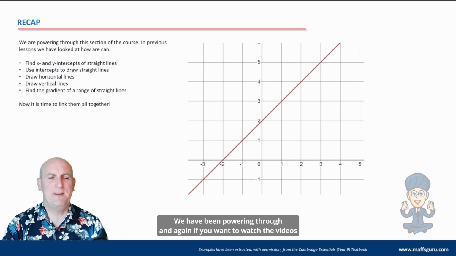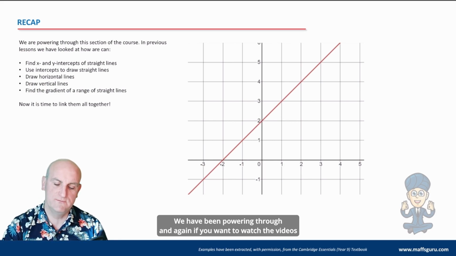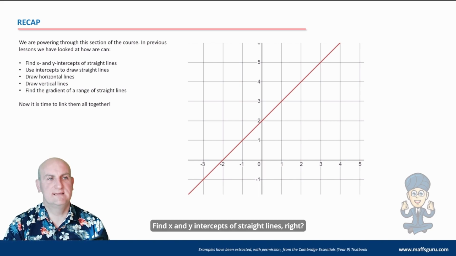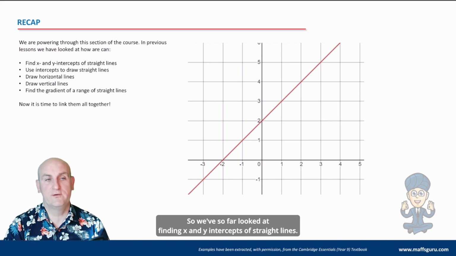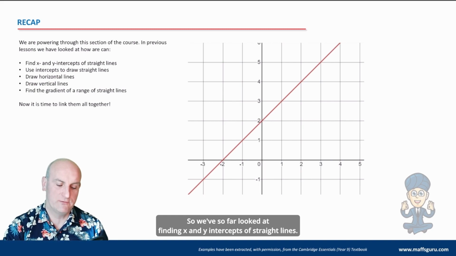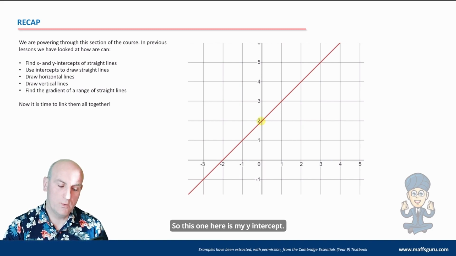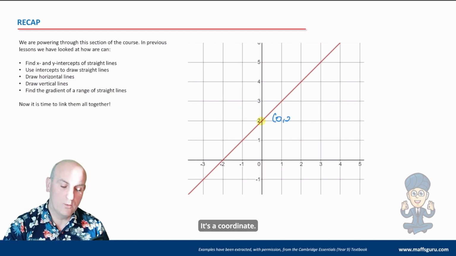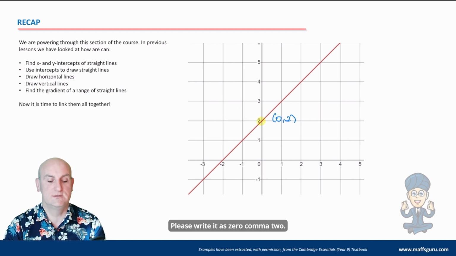We have been powering through, and again, if you want to watch the videos and haven't already done so, they're on mathsguru.com. Find x and y intercepts of straight lines. So we've so far looked at finding x and y intercepts of straight lines. So this one here is my y-intercept. Now again, a lot of people write that as just 2. It isn't. It's a coordinate. Please write it as (0, 2).